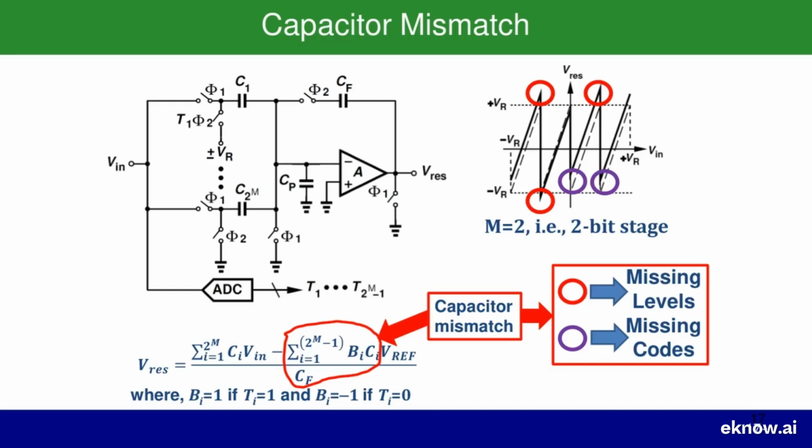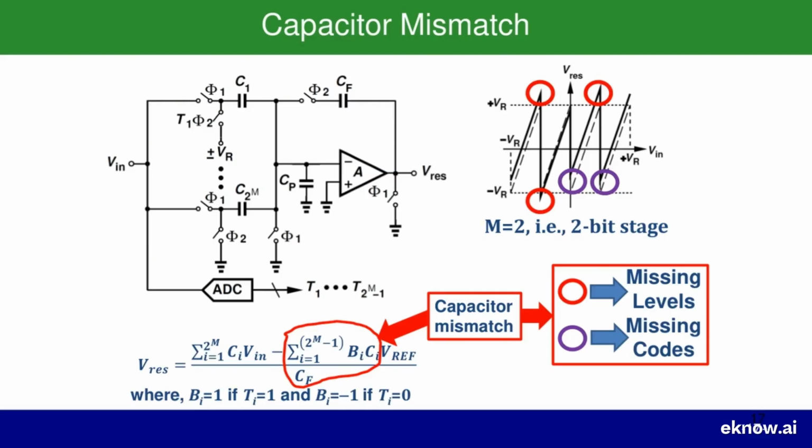When this residue voltage is passed to the next stage, it's out of range, causing that stage to saturate. This saturation introduces a large error, and it can cause the final ADC to completely skip certain output values. We call this phenomenon missing levels.